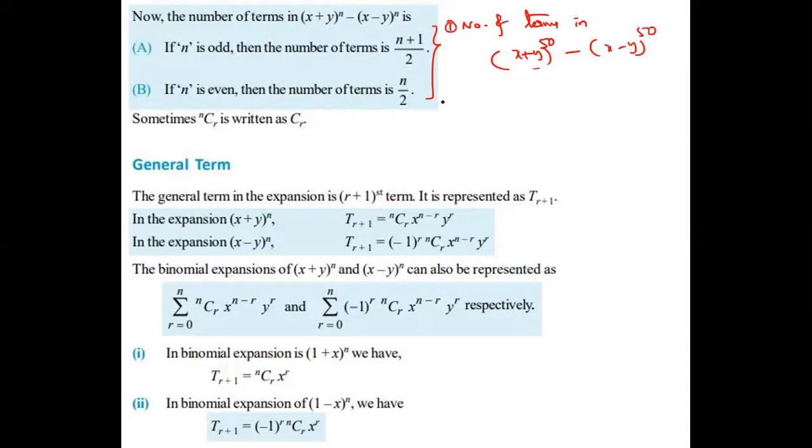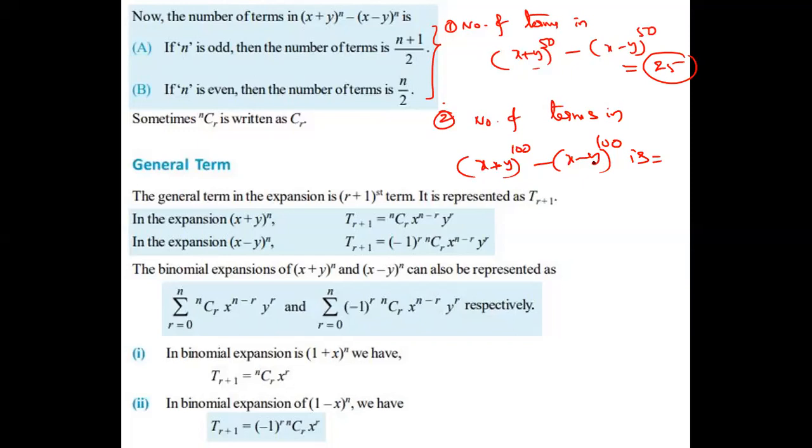in (x plus y) power 50 minus (x minus y) power 50. Question number 2: the number of terms in (x plus y) power 100 minus (x minus y) power 100 is, what is your answer, dear students? First one, n is even. N is even means what is the answer? How many terms? 25. There are 25 terms.